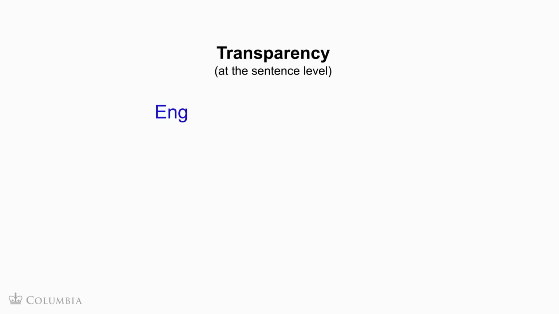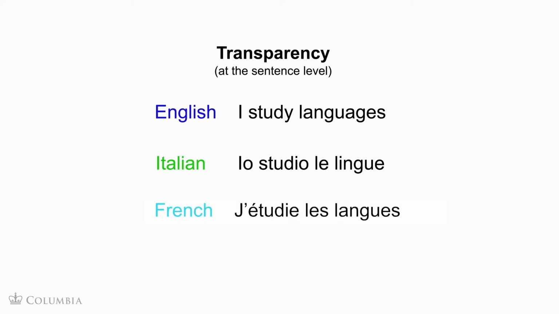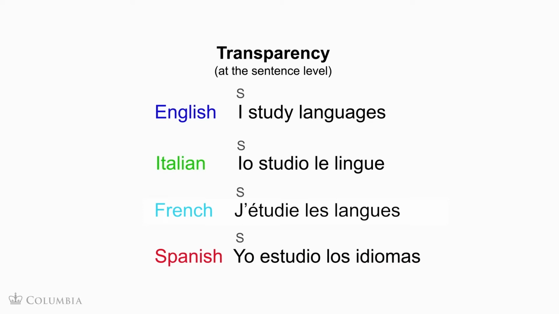The concept of transparency can take place at many levels. For example, at the sentence level, like in the sentence, I study languages, in these 3 Romance languages. In Italian, io studio le lingue. In French, j'étudie les langues. In Spanish, yo estudio los idiomas. As you can see, the construction for all 3 languages is subject, verb, object.